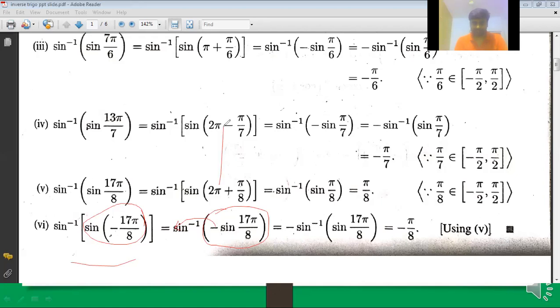Okay, so now here, minus sine inverse of sine 17 pi by 8. Now here, 17 pi by 8, this value we have proved, see, is pi by 8. Correct? So what is the answer now? Minus pi by 8. Clear? Hope you have understood. So let us go for the next slide.